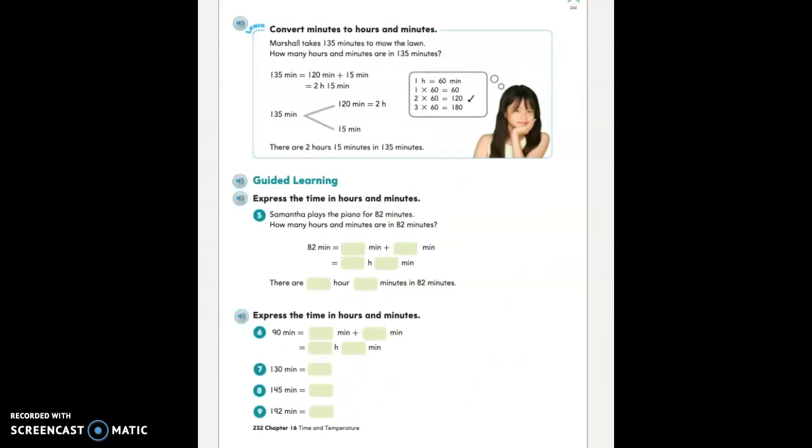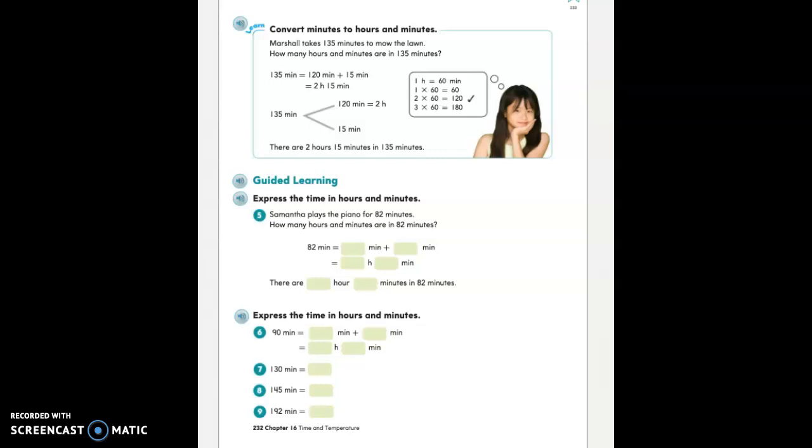So, converting minutes to hours and minutes. Now we're going to do the opposite. We're going to take minutes and convert them to hours, and if we have any leftover minutes. Marshall takes 135 minutes to mow the lawn. How many hours and minutes are in 135 minutes?